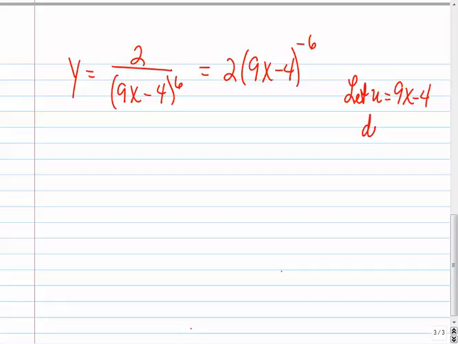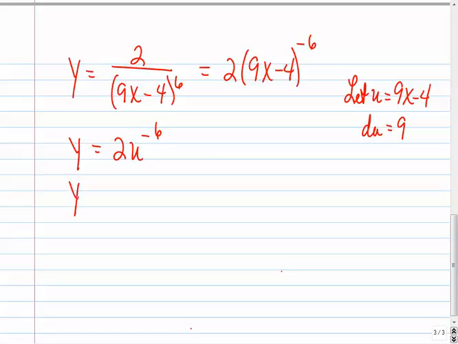And then we have to find the derivative of that. The derivative of 9x minus 4 is 9. So that's what du is. So I'm going to write my original function in terms of u. So y equals 2, because I've got that 2 there, u to the negative 6. So if you've got a number outside the parentheses, when you write in terms of u, you've got to put that number there. It's a factor times it.